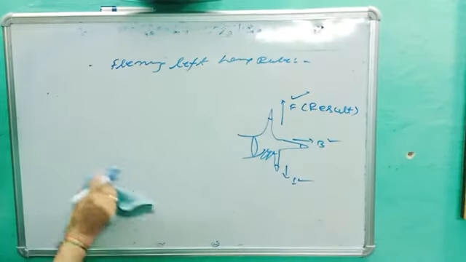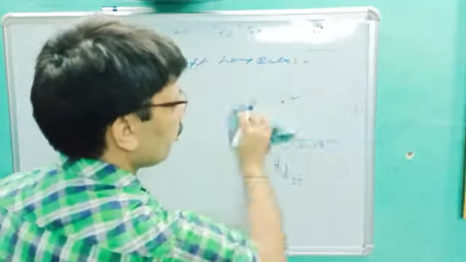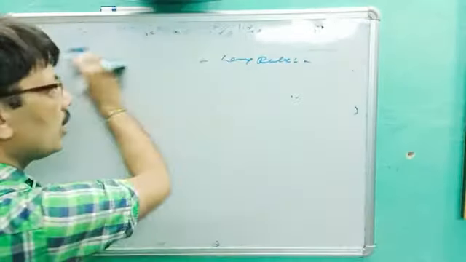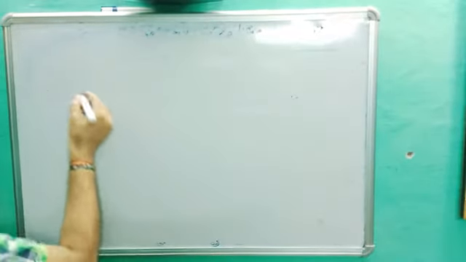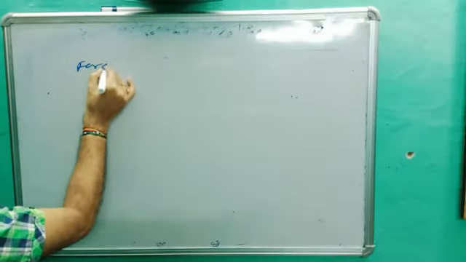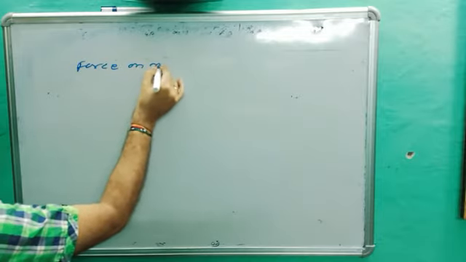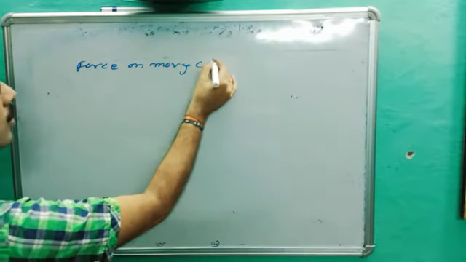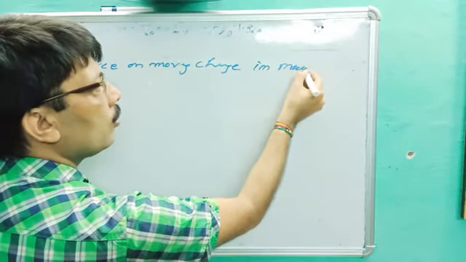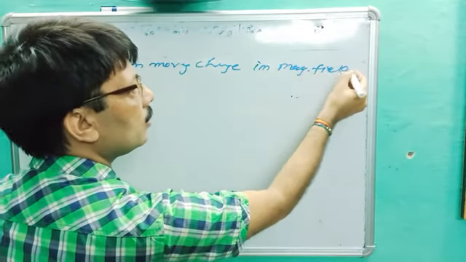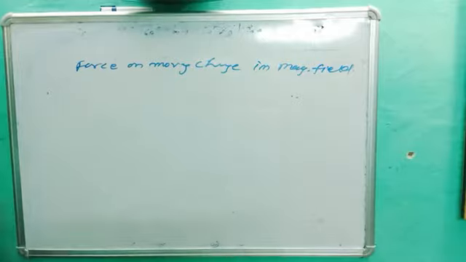Okay. So now the question based on Fleming's left hand rule. First heading for you: force on a moving charged particle in a magnetic field. Very, very important point. Force on a moving charge in a magnetic field.